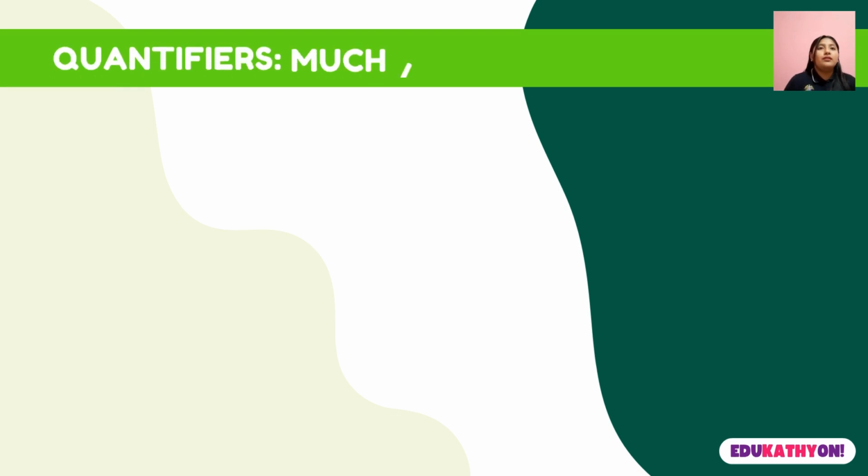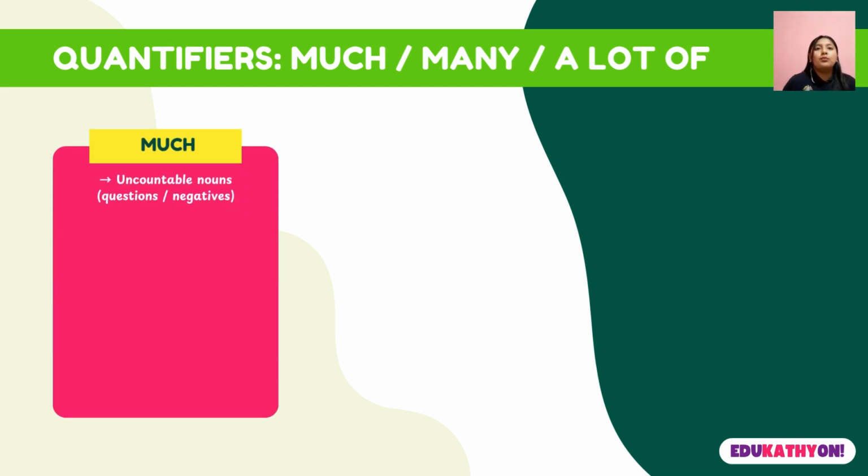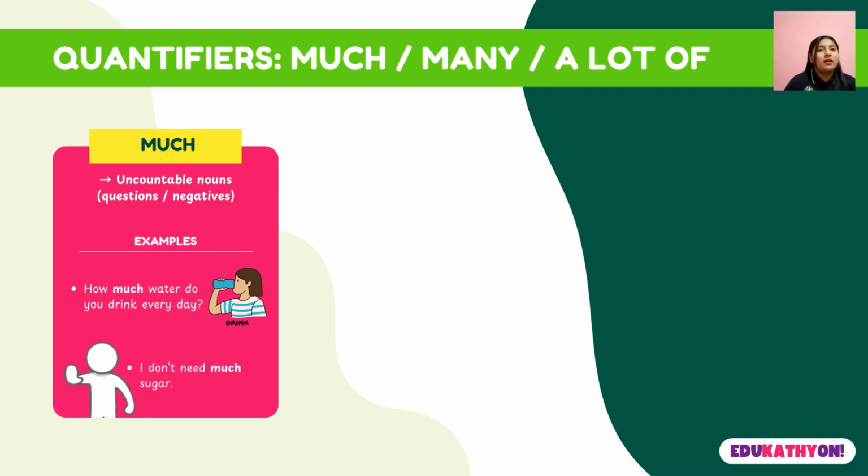Now let's see quantifiers: much, many, and a lot of. Much. We use much with uncountable nouns, usually in questions and negative sentences. For example, how much water do you drink every day? Or another example is, I don't need much sugar.